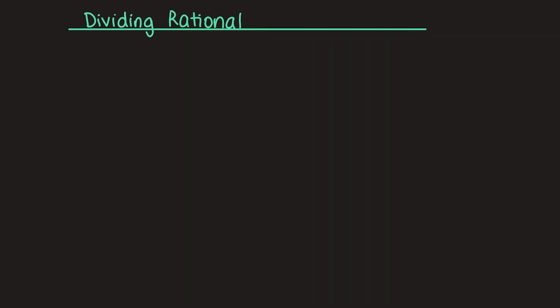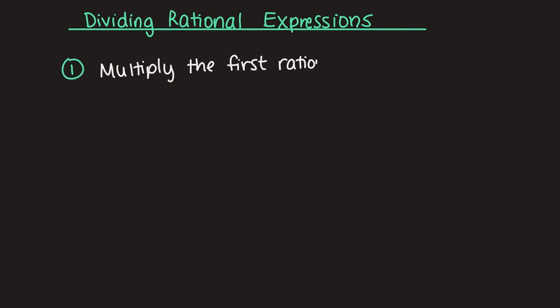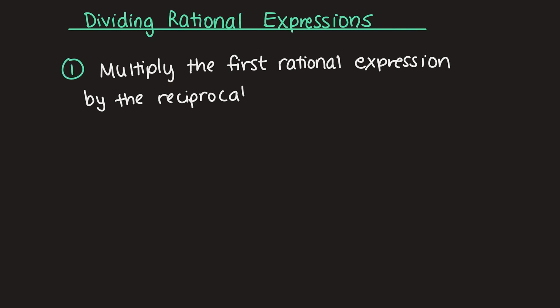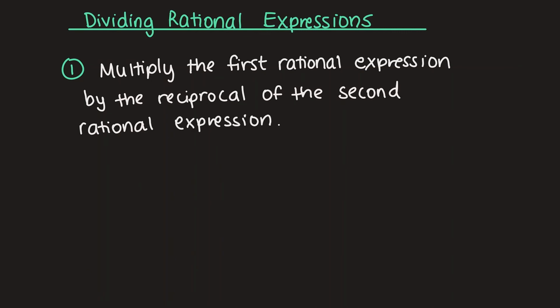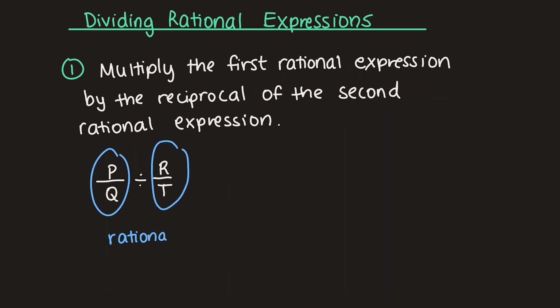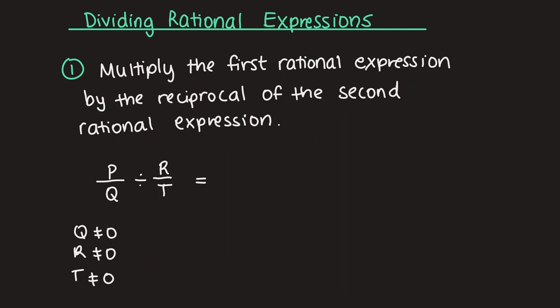So the procedure for dividing rational expressions is to multiply the first rational expression by the reciprocal of the second rational expression. So if we have p over q divided by r over t, where p over q and r over t are just rational expressions, with q, r, and t not equal to 0, then we can rewrite this as p over q times t over r.